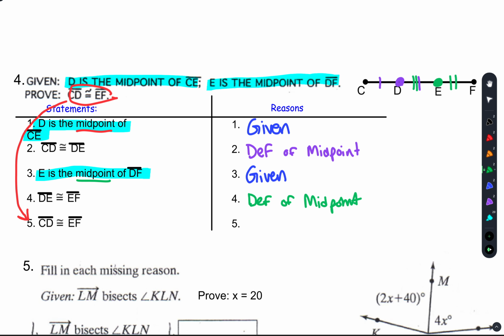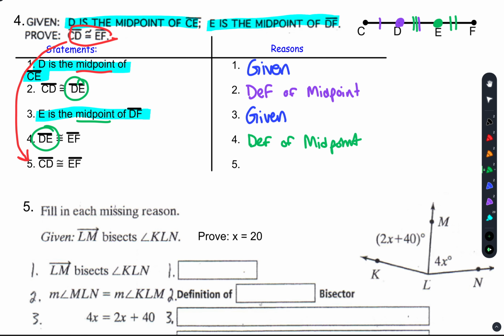How do we get to step 5? Had to put a couple things together here. How did I get to step 5, do we think? Caitlin? Exactly. CD is congruent to DE. DE is congruent to EF. I can cut out that middle part and just say that CD is congruent to EF by the transitive property of congruence. Questions on that?